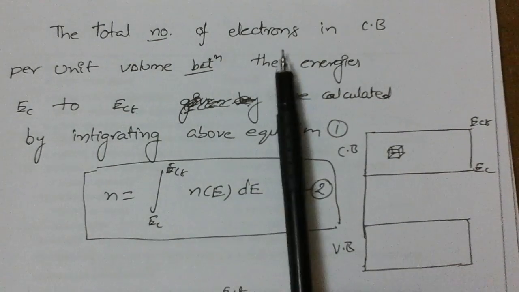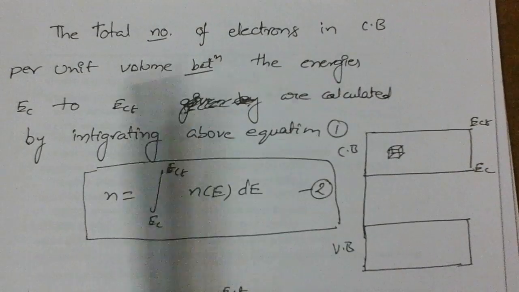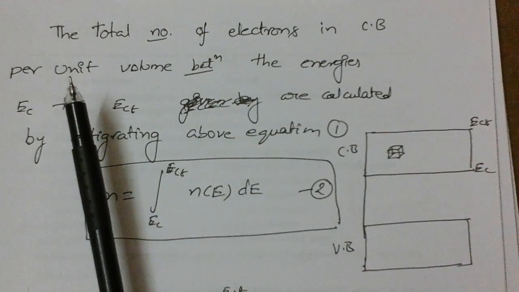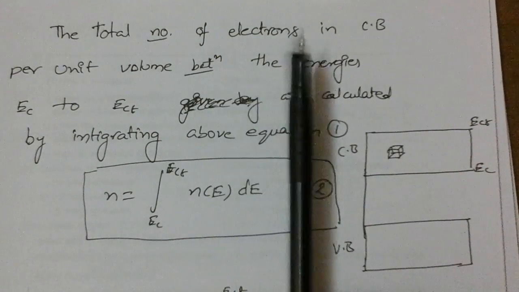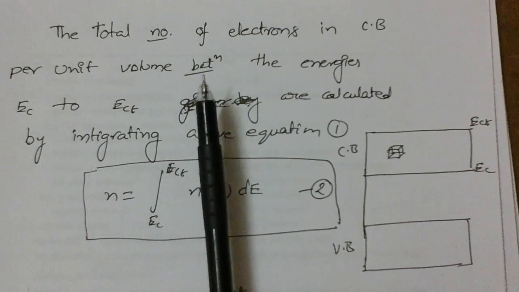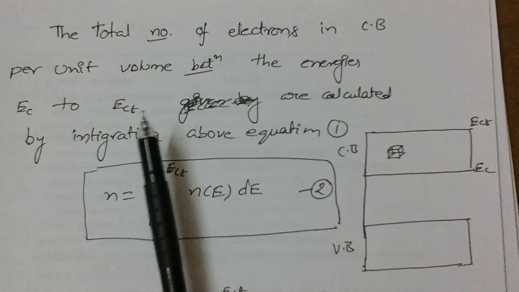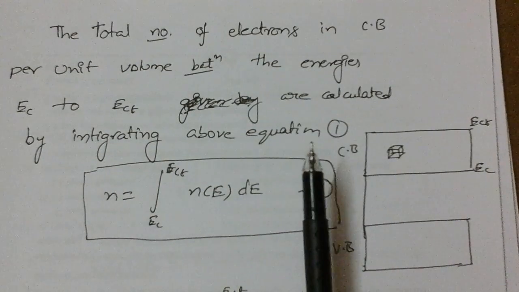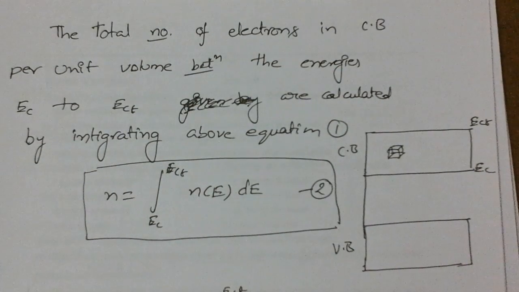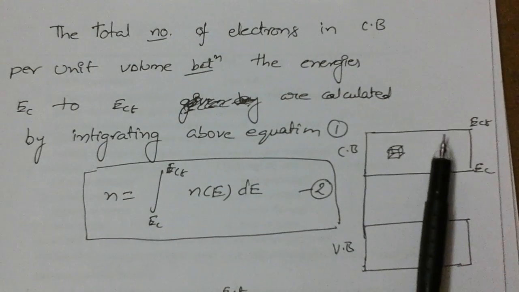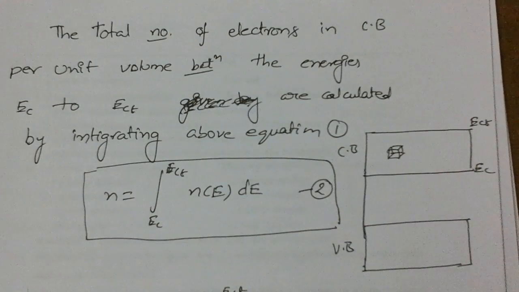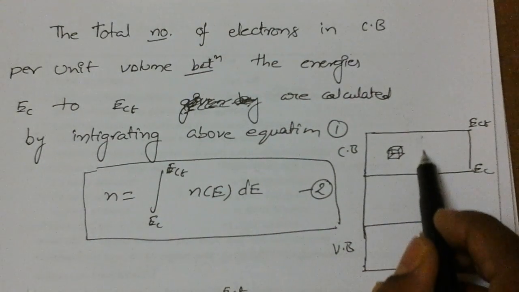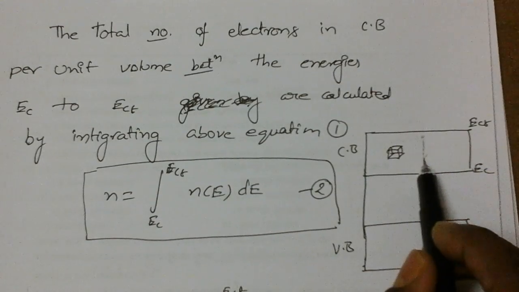Now the total number of electrons in the conduction band. The total number of electrons in the conduction band per unit volume between energies EC to E is calculated by integrating the above equation. Here you have to understand one thing. Now we have to calculate how many electrons are present in the total conduction band.